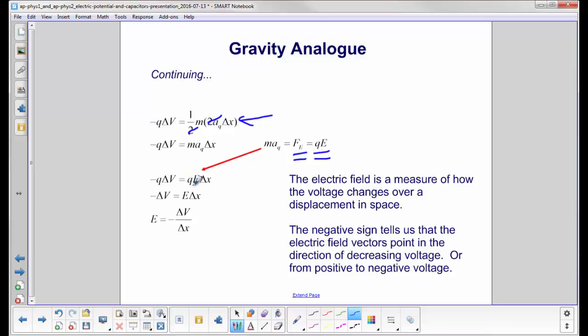I now have q's on both sides. I cancel the q's, and I come up with the equation that we derived in a different fashion, where the electric field is negative delta V over delta x. So what this is telling us, the electric field is a measure of how the voltage changes over a displacement in space. The negative sign tells us that the electric field vectors will point in the direction of decreasing voltage, or from positive to negative voltage, which is also decreasing voltage.